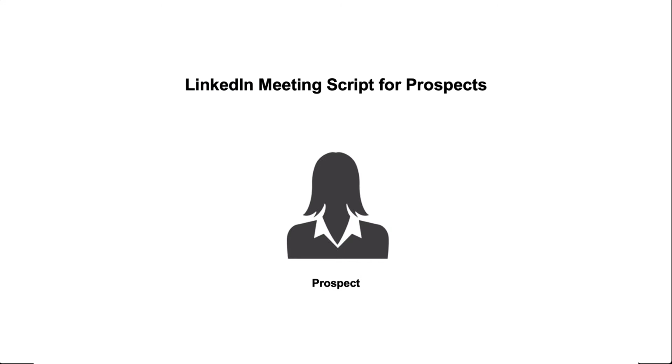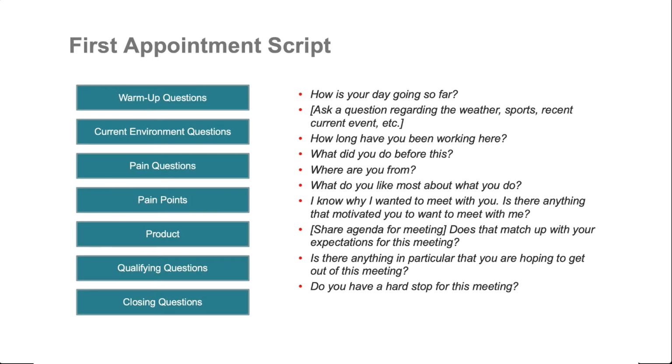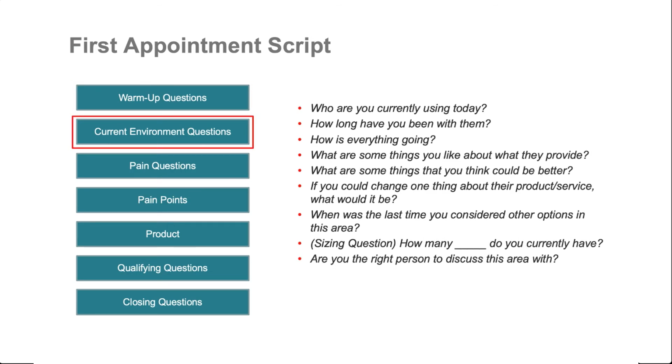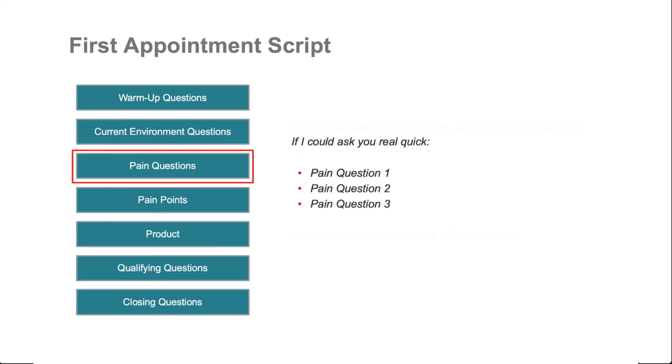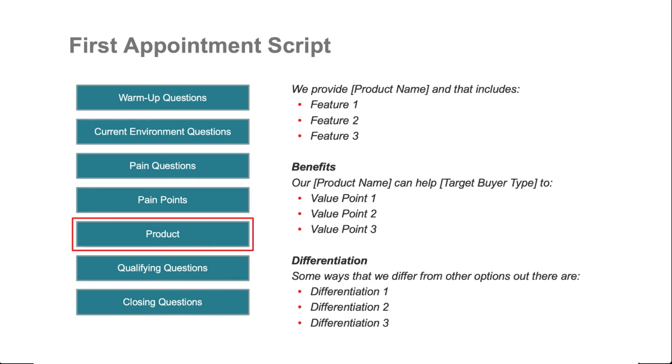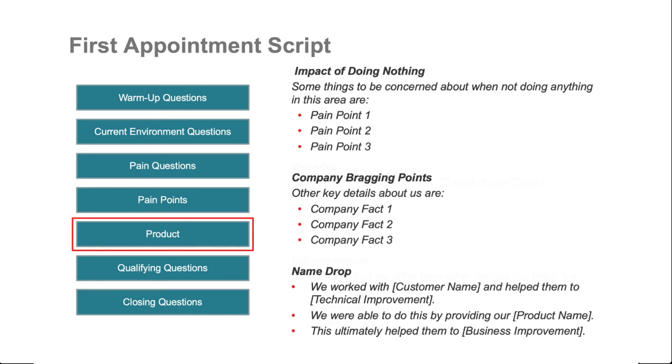Now if we look at scripts for people that you're meeting with that you find through LinkedIn, if we go back to prospects, the meeting script is exactly the same whether we schedule a meeting with a prospect through LinkedIn or if we schedule a meeting through a cold call or some other format. And so this is the exact same first appointment script where we have some warm-up questions, current environment questions, pain points. Second half of the meeting, we can then talk a little bit more about us. This is what we do. This is how we're different.